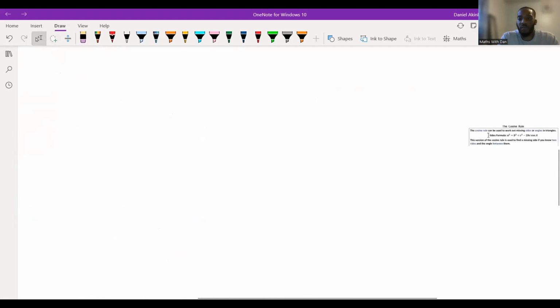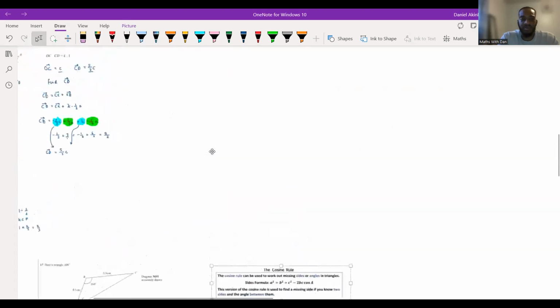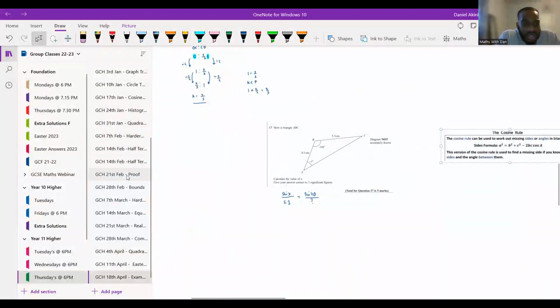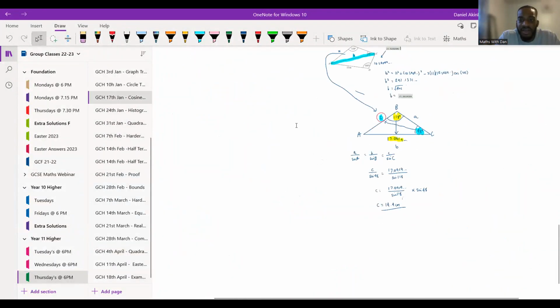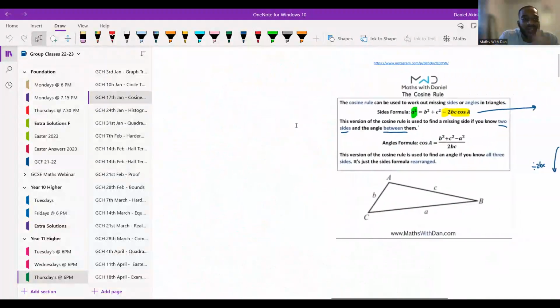So I got this from one of our lesson plans that we did, I think it was in January. Let me just check when we did it. Cosine rule, 17th of Jan here. Let me just get this actually because it's better. But remember when we did it in January?